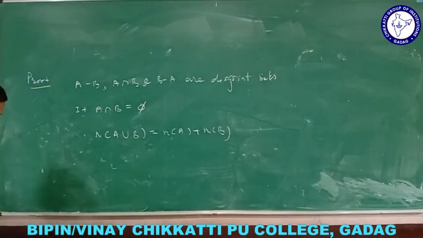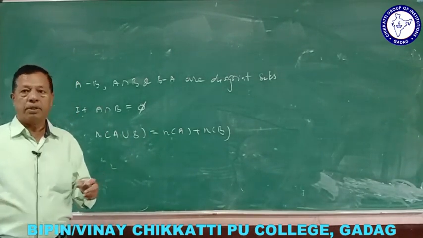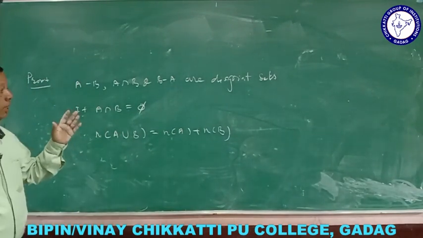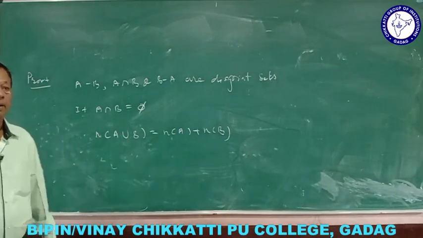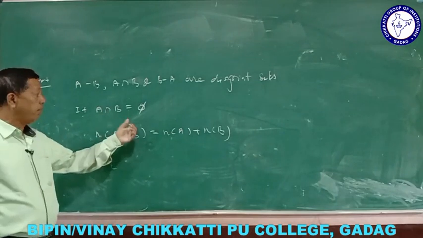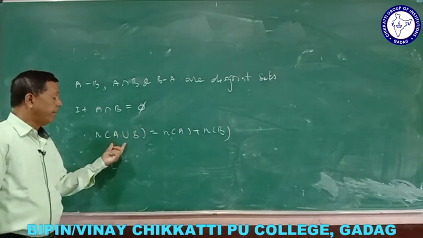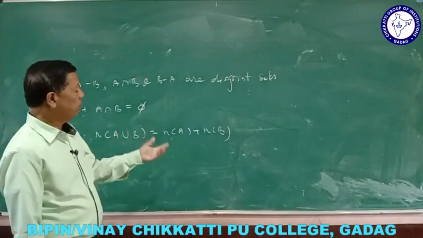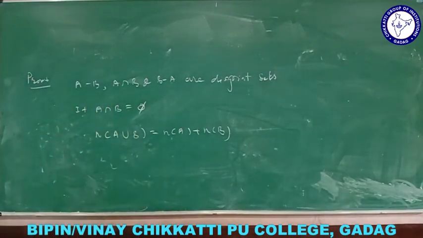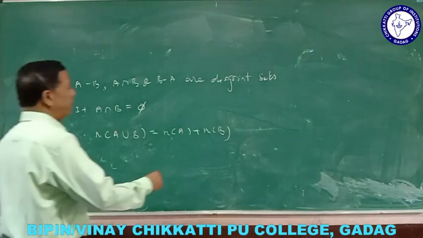So A union B is nothing but the elements which are in A or in B, with common elements being taken once. And if there are no common elements, then definitely the number of elements in A union B is equal to the number of elements in A plus the number of elements in B. The condition you have to take as given is that there are no common elements in A and B. So this is more than enough to understand.